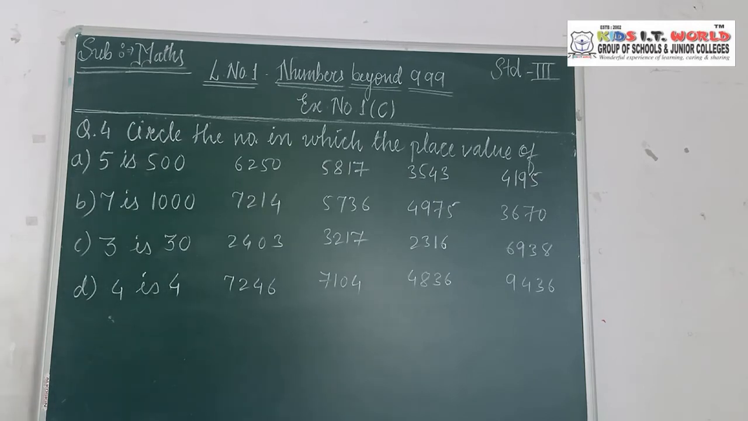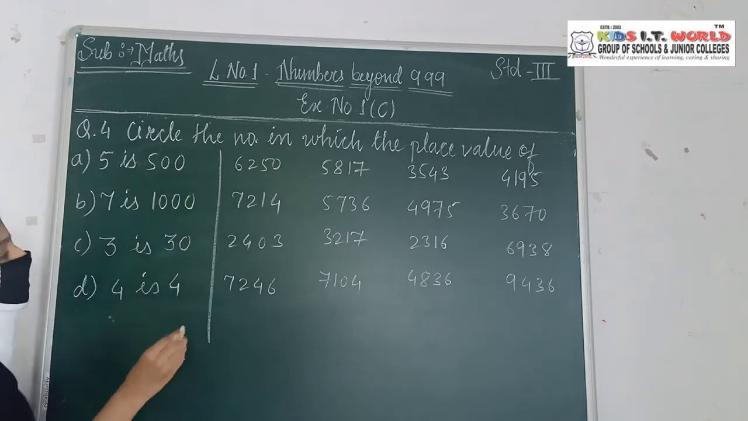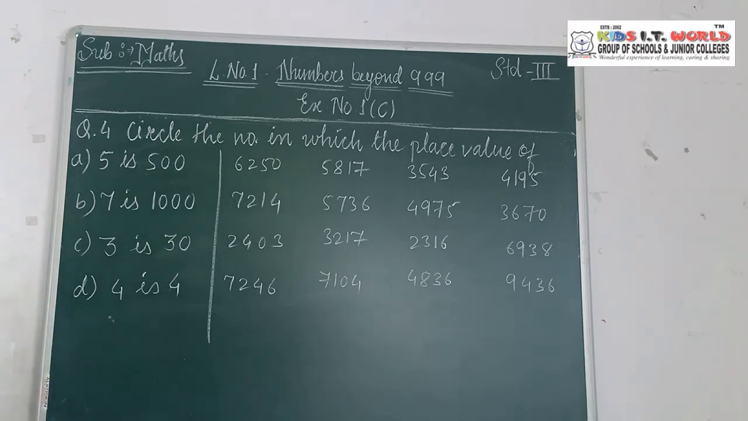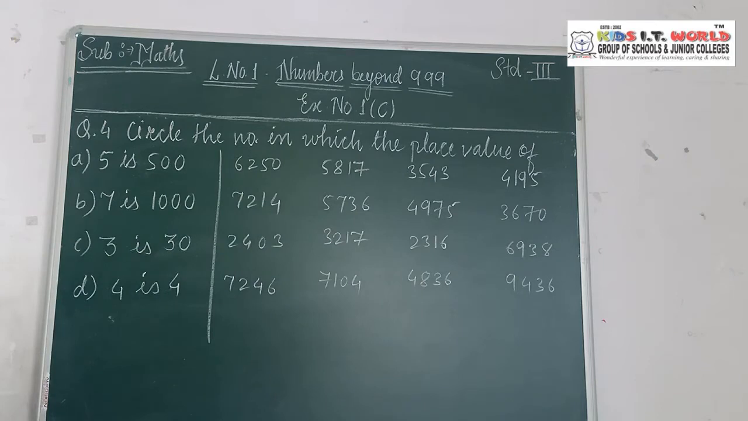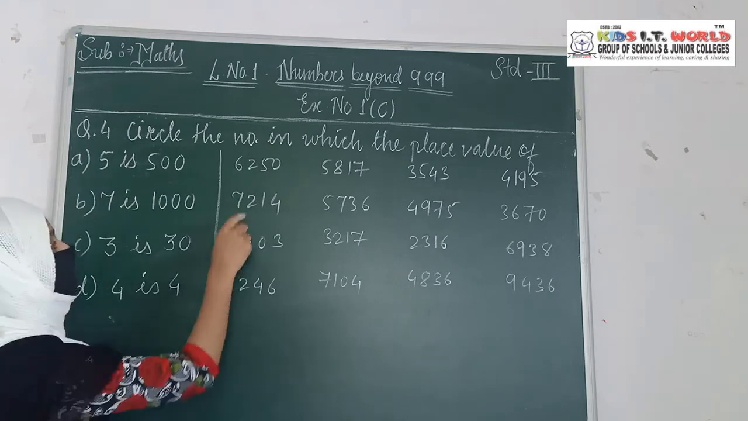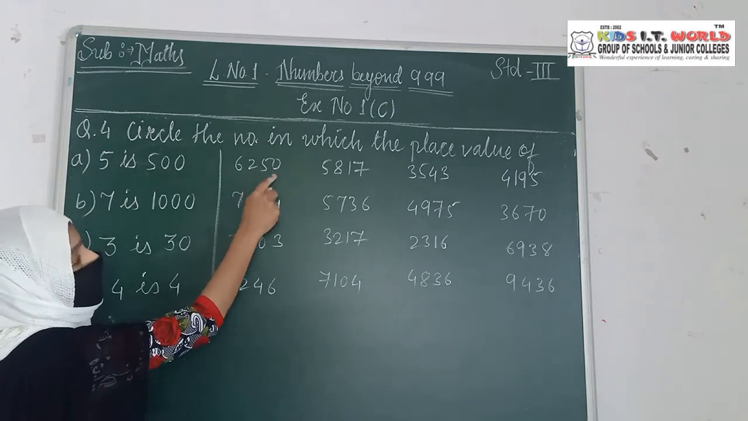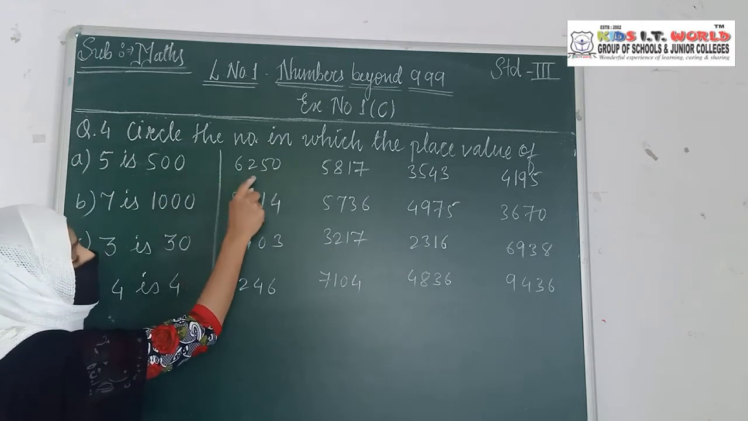Now here is question number 4. Circle the number in which the place value of the digit is given to you. Means what you have to do here. Here two parts are given to you. In each question they have given you 4 options. From these options you have to see where the 5 is at the hundreds position. So let's read the question. Ones, tens. Here 5 is on the tens. So this option is not correct here.